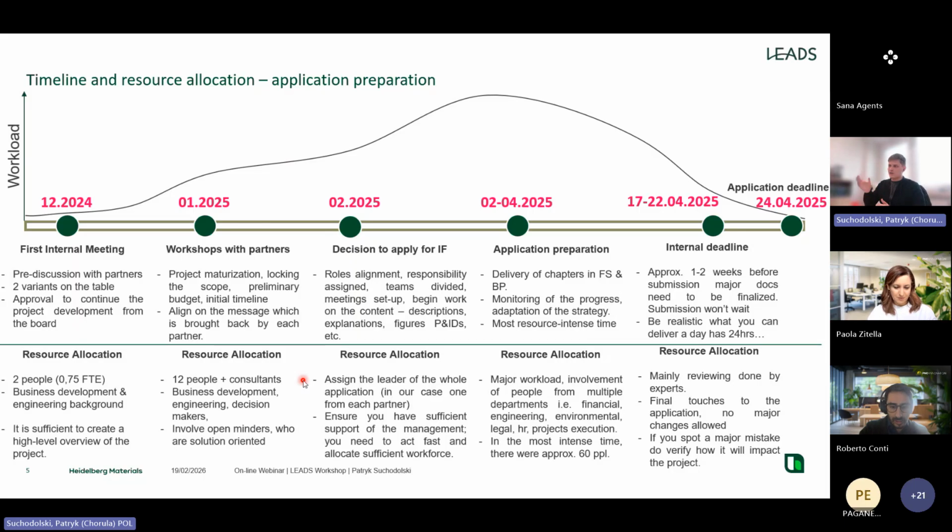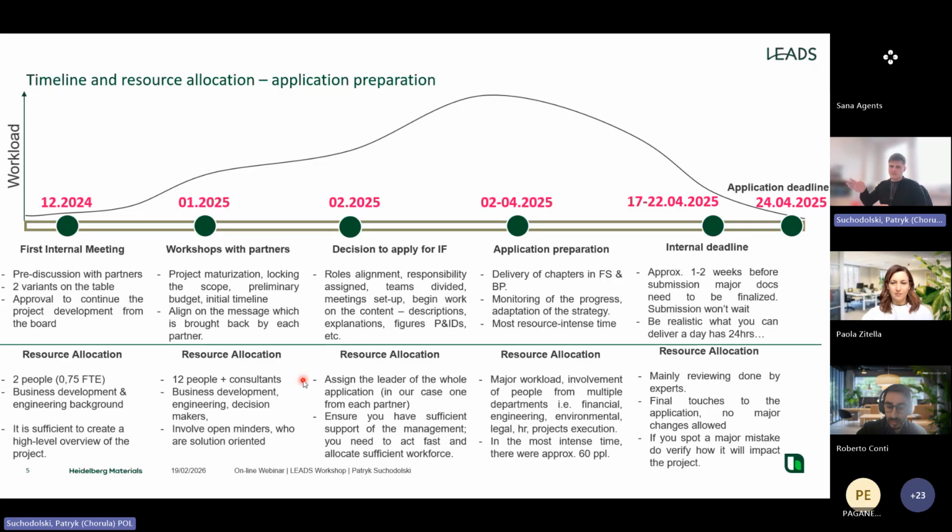results. Our internal deadline for delivering all of the chapters was between the 17th and 22nd, depending on what we were talking about. For example, the project participant information file was the latest part which we delivered. However, the feasibility study was the first aspect which we finished, so the deadline for that was the 17th.